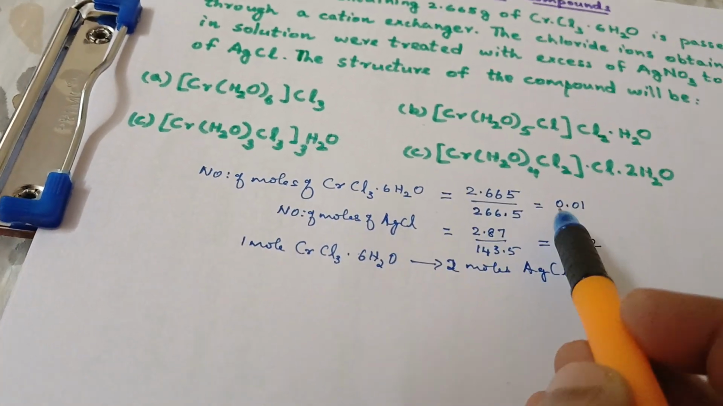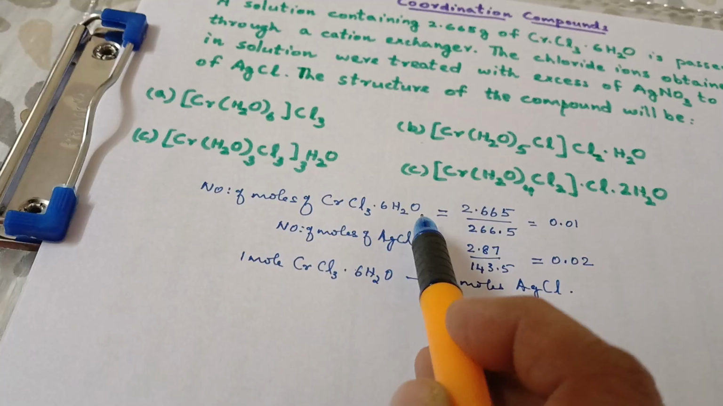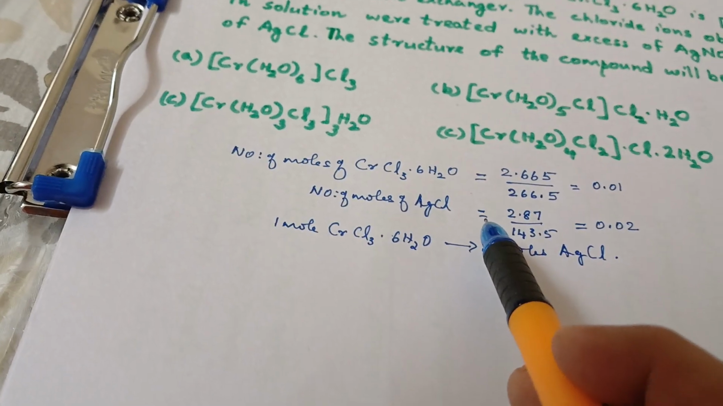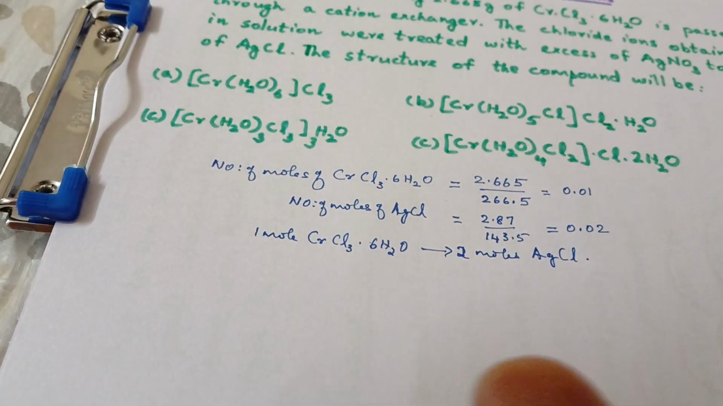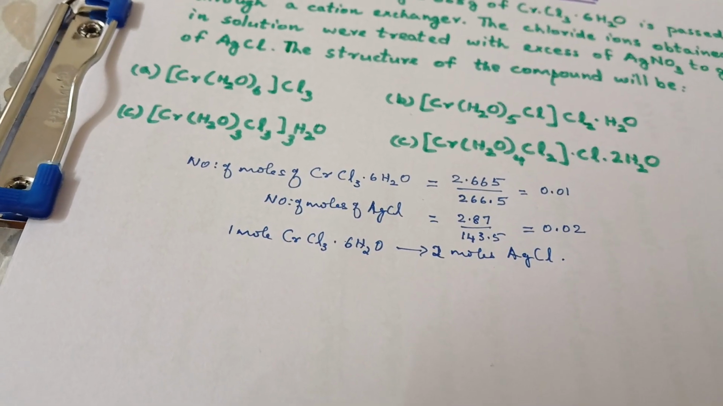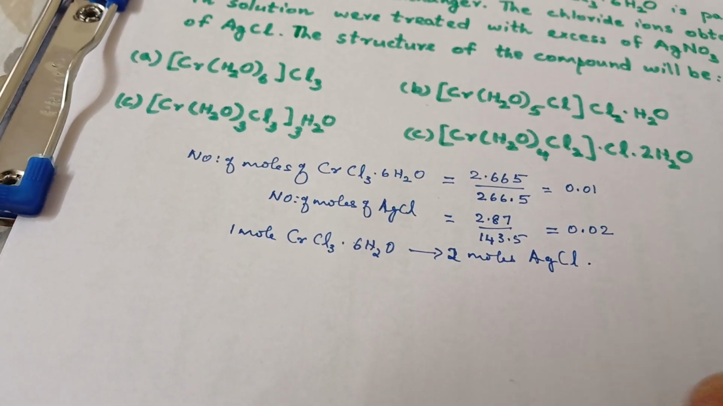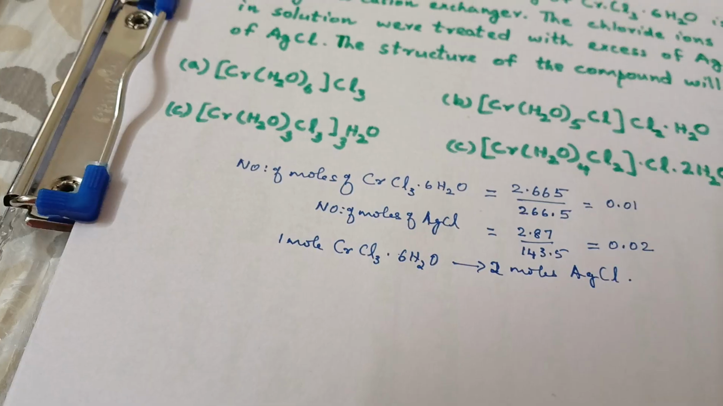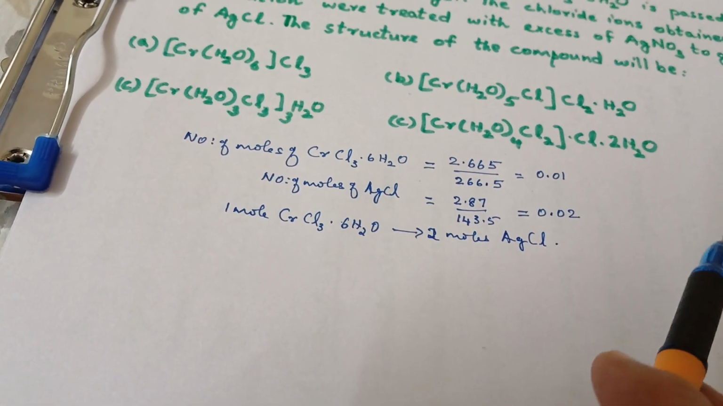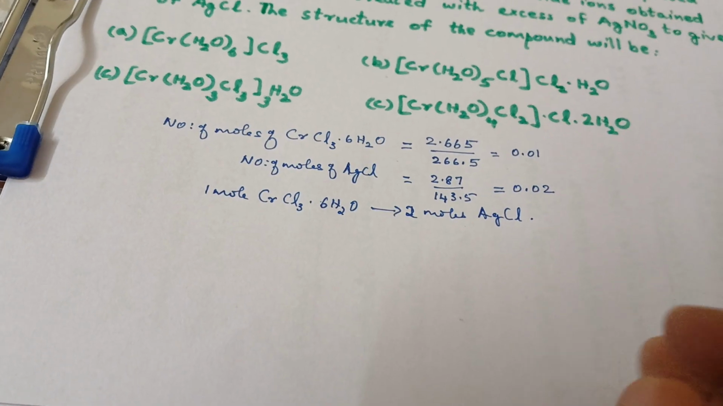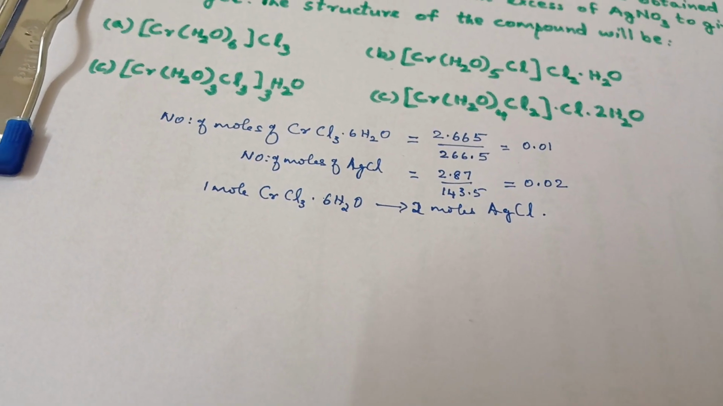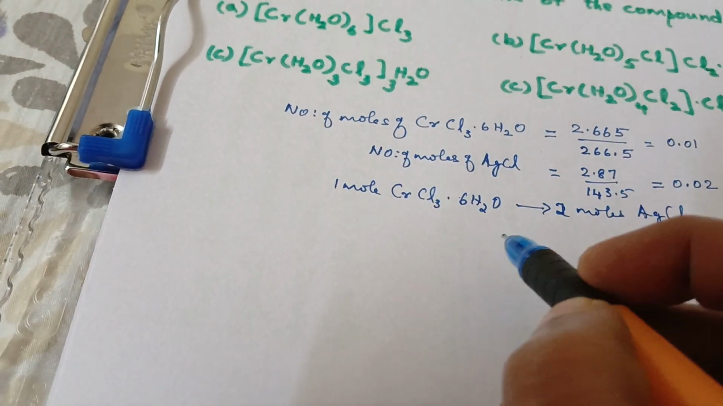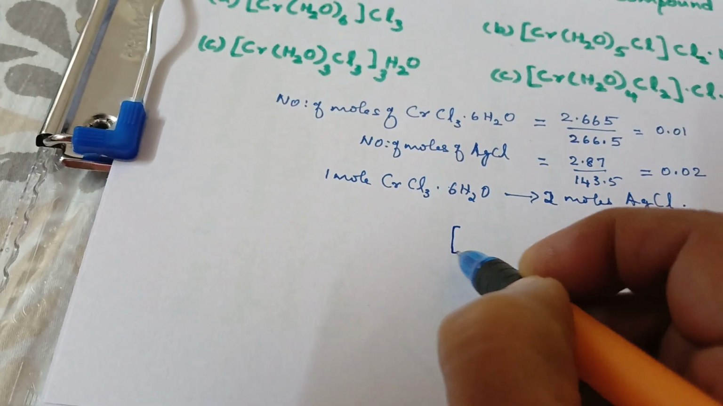Because 1 mole of CrCl3.6H2O is giving 2 moles of AgCl. If there were 3 moles of Cl minus present, it would have given 3 moles of AgCl. But we are getting only 2 moles of AgCl. That means 2 chloride ions are outside the coordination sphere and 1 is inside the coordination sphere. Let us see how to make the structure of the compound.